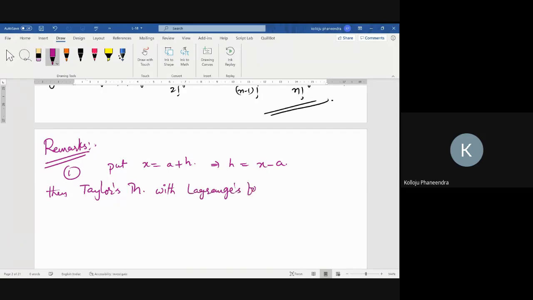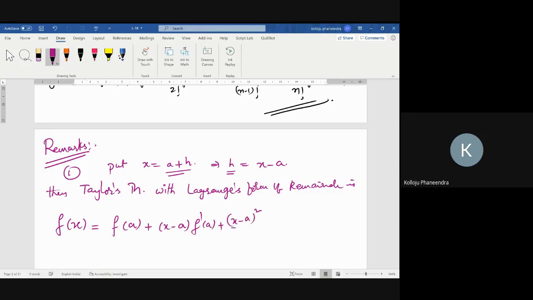Taylor's theorem with Lagrange's form of remainder is f of a plus h. A plus h is nothing but x. So f of x equals f of a as it is. We are not eliminating a, we are eliminating h. Plus h into f dash a means x minus a into f dash a, plus h square, x minus a whole square by factorial 2, f double dash a, and so on.